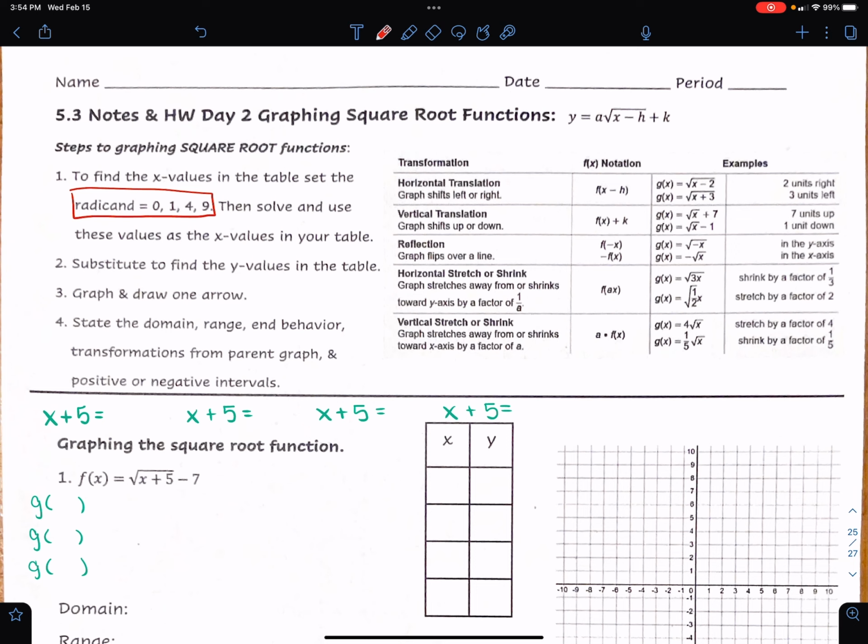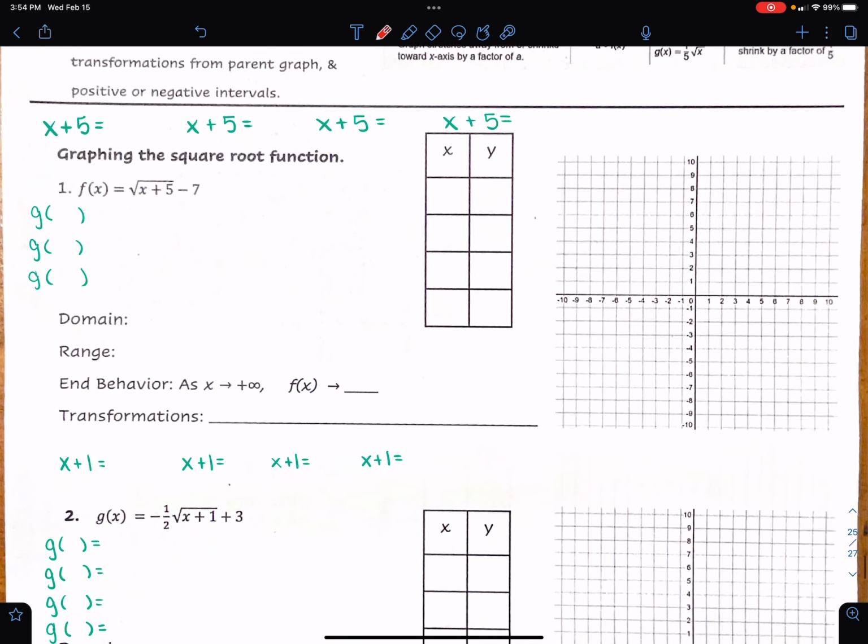When we graph and draw this, remember there is only going to be one arrow on our coordinate plane. A square root function typically starts at 0, 0, and shoots off to the right with a slight increase. Okay? All right, let's go ahead and get started on this one.